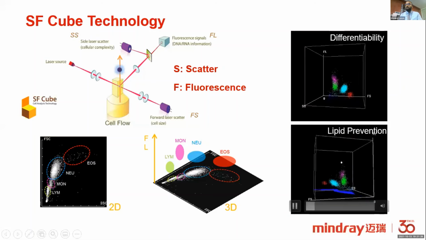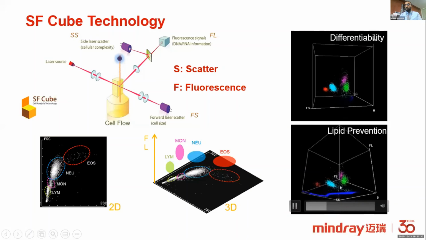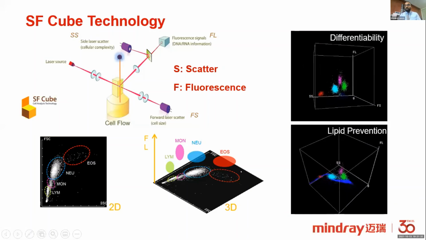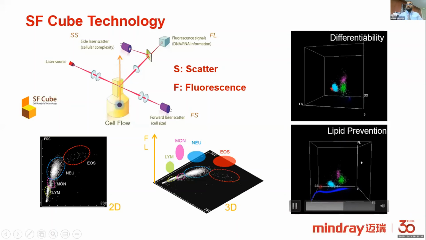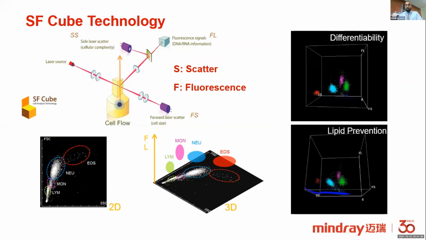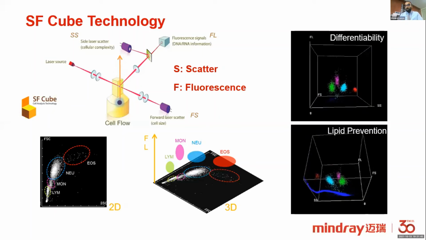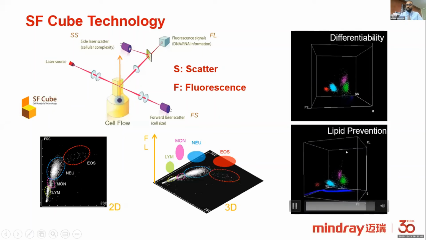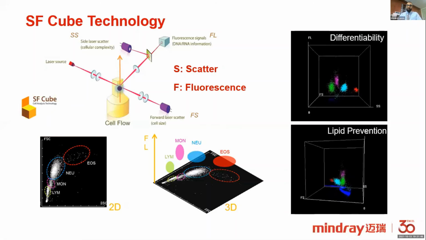This technology also gives more advantages, for example, for lipid prevention. As you can see here, if we use only 2D, sometimes the lipid can hide some cells or differentiation and give you false results. That's why we use this 3D differentiation. We can have more reliable results for differentiation.